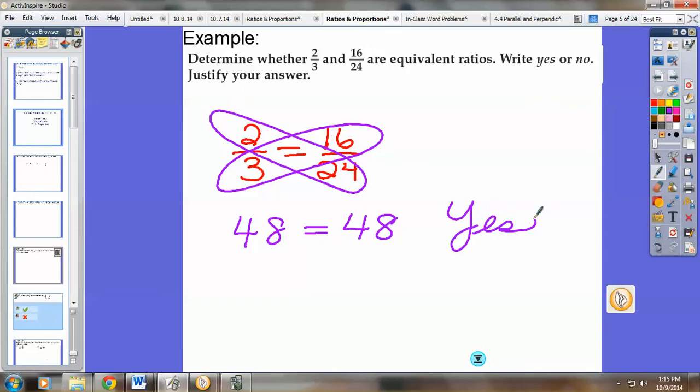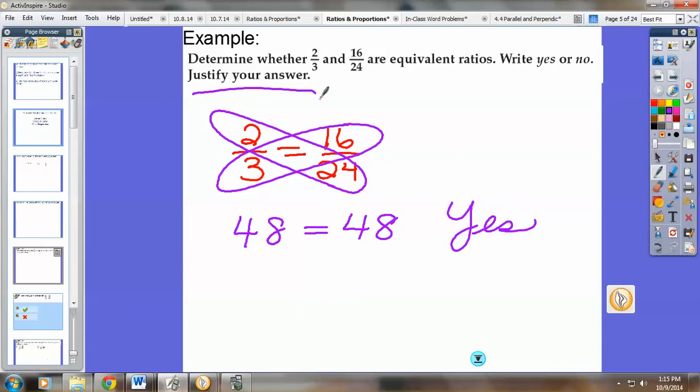So I'll be looking for two things. Number one is for you to answer yes. And the second thing is a justification for your answer. If you tell me that 48 equals 48, that's justification enough. Whenever you cross multiply, can you put it beside the numbers? Put it here? Yeah, absolutely, that's fine.